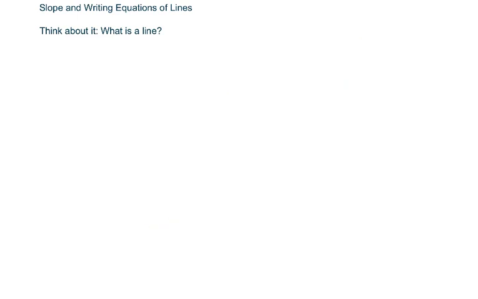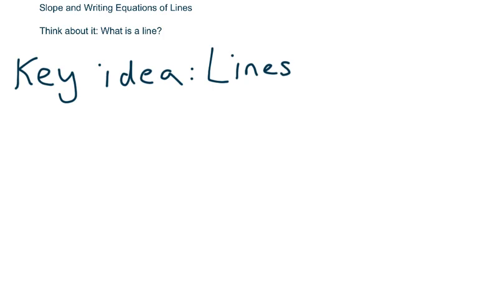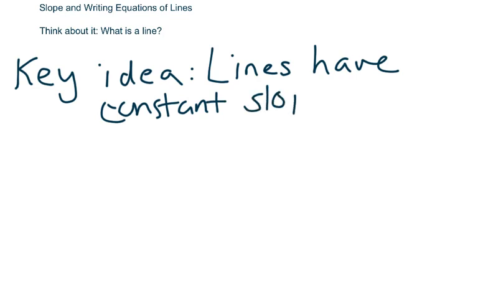So let's go to this key idea. How could we express this using good math language? The key idea is that lines have constant slope. Let's break this down. Constant means not changing. If the temperature is constant, it means it's not changing from moment to moment. The next thing we want to discuss is slope. So we have a slope that is not changing.